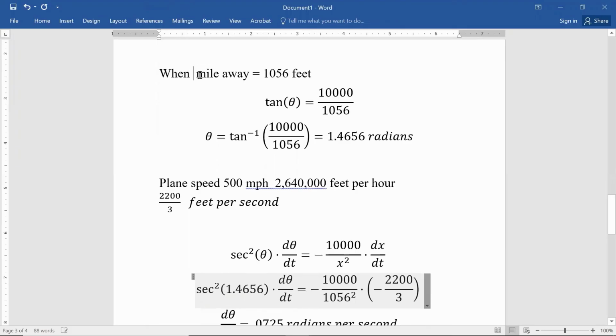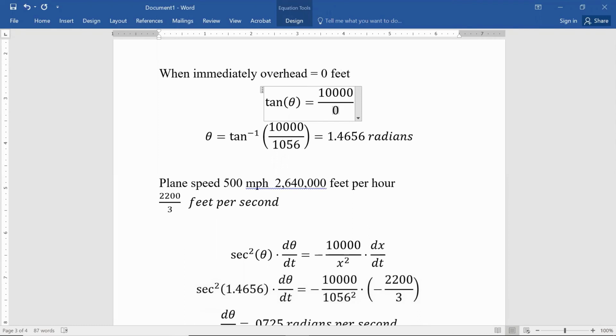I copied and pasted, and let's do the last one. It went immediately overhead. So when the plane is immediately overhead, we're at 0 feet. Now, if you try to type this into your calculator, you're probably going to get an error because we can't divide by 0. That doesn't necessarily mean that the angle doesn't exist. We just have to realize what that angle is.